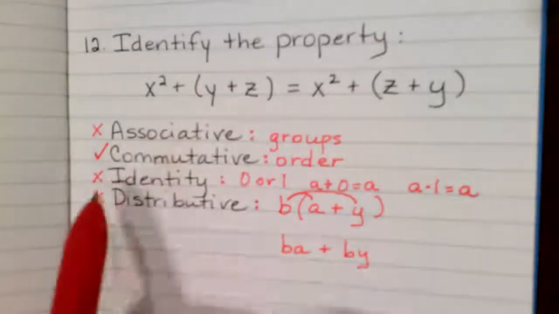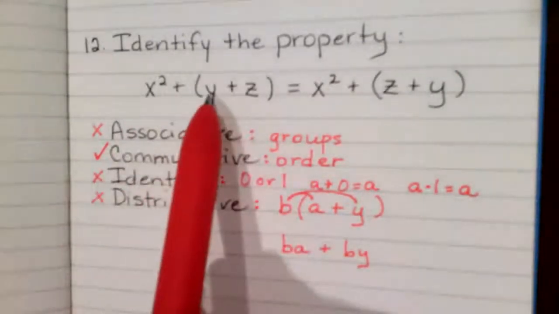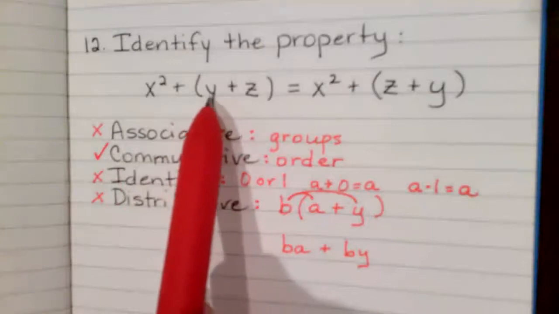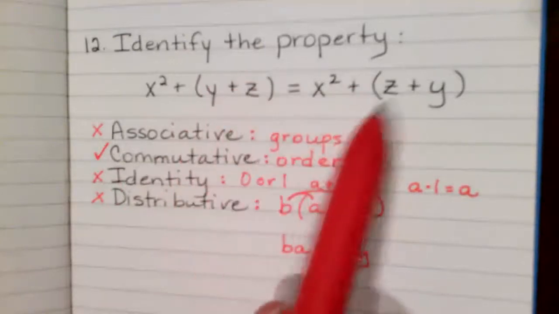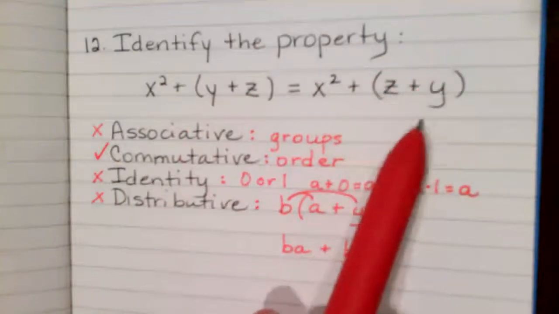So again, this problem represented the commutative property because the order changed inside the parentheses. We had y plus then z, but over here we had z plus then y.